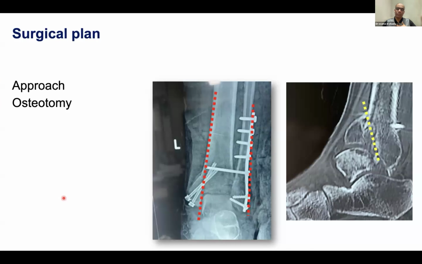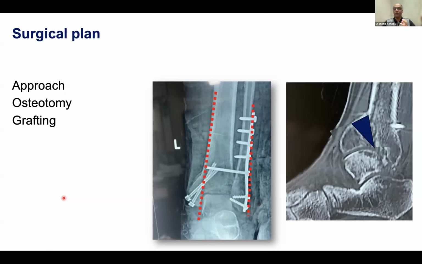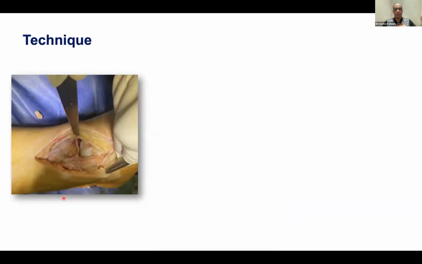I used 2 approaches, one lateral in order to remove the plate and to prepare the lateral part of the joint, and one medial to remove the screws and osteotomize the medial malleolus. What I did is an anterior osteotomy with translation and rotation of the articular surface over the talus, and putting bone graft in order to preserve the talar coverage, and then plate fixation.